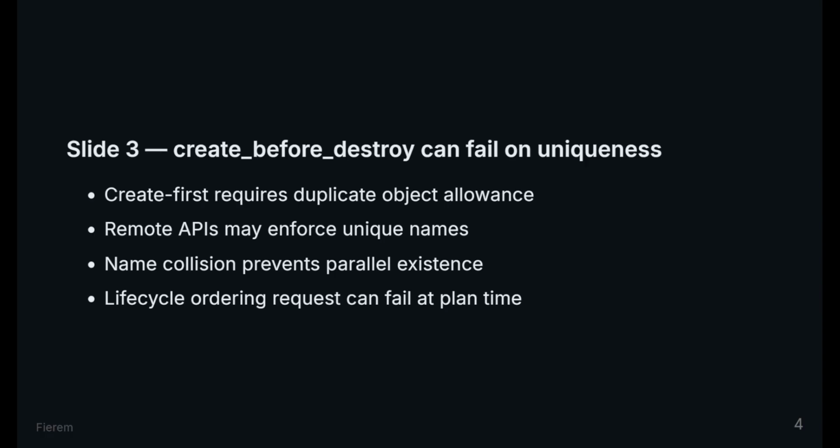Create first only works if the provider can create a second object without collisions. If the remote API enforces unique names, create first can be impossible. Terraform then cannot satisfy the ordering rule and the plan fails. This means create before destroy is a request, not a guarantee.